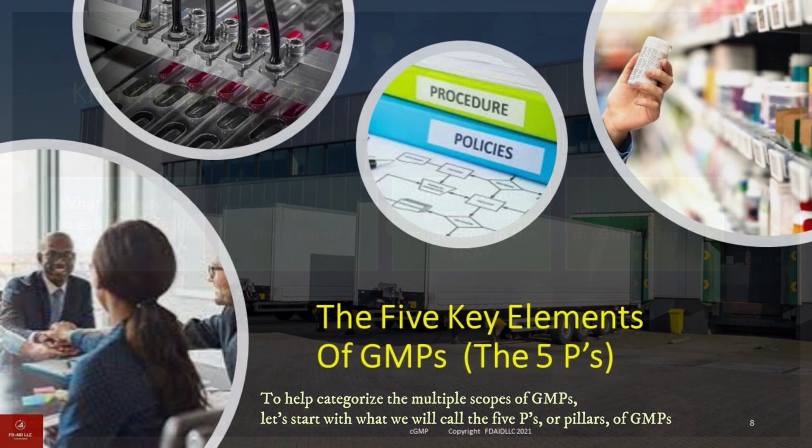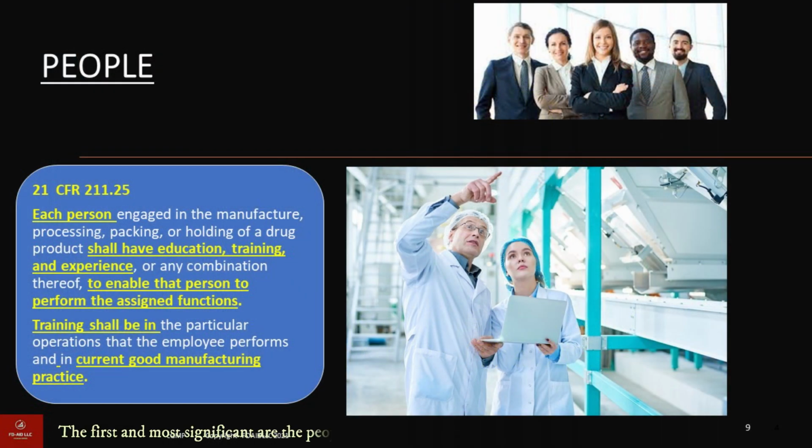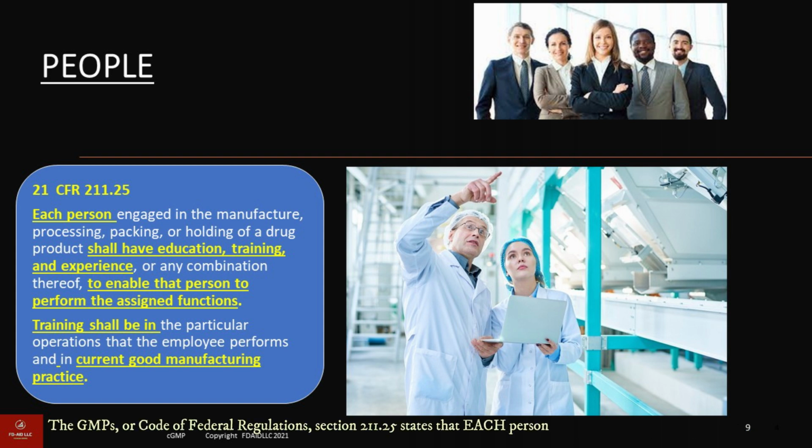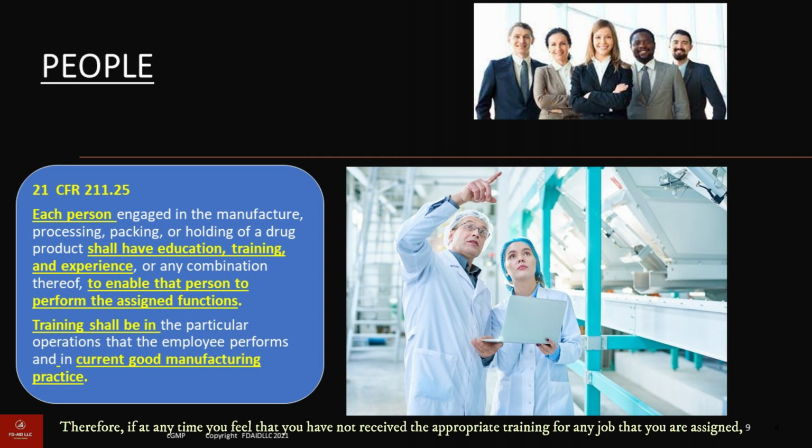To help categorize the multiple scopes of GMPs, let's start with what we would call the 5 P's or pillars of GMPs. The first and most significant are the people that make drugs to help society manage their medical conditions. The GMPs are a Code of Federal Regulations. Section 211.25 states that each person shall have adequate education, training, or experience to be able to perform their duties. Therefore, if at any time you feel that you have not received the appropriate training for any job that you are assigned, it is your obligation to notify your manager, training coordinator, or human resource officer of your training needs.